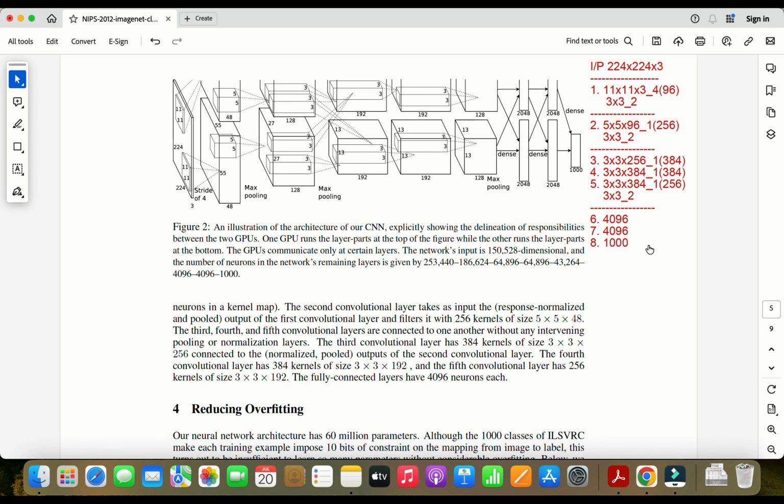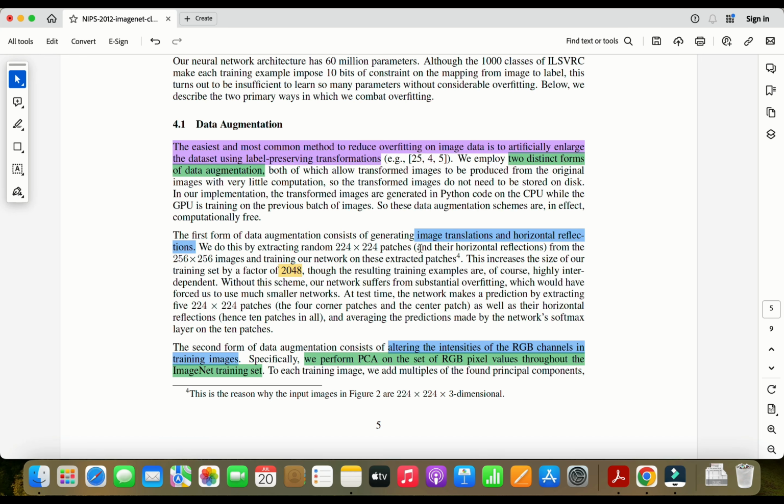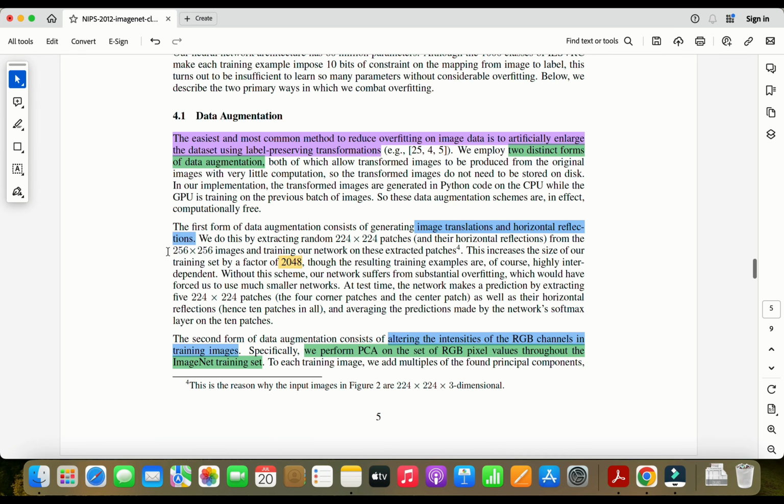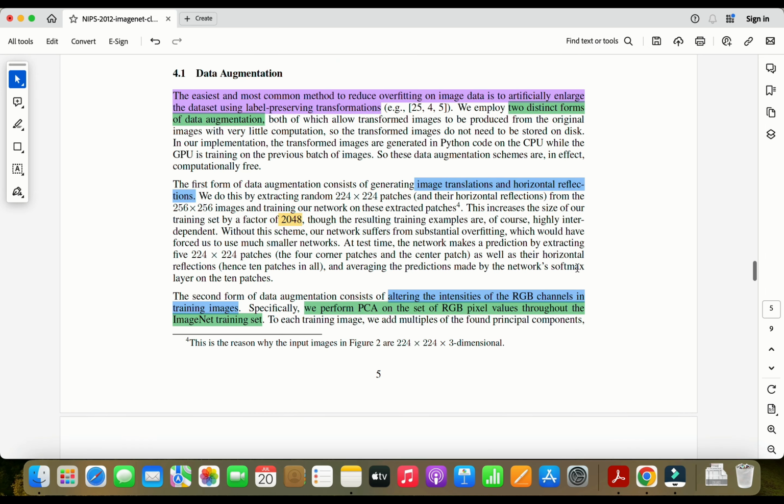Now, overfitting. Because they had used a large neural network, they needed to handle overfitting. They have used 2 overfitting techniques. One is data augmentation, which is the easiest method to reduce overfitting. In data augmentation, they have used 2 tactics: image translation and horizontal reflection. For image translation, from the cropped 256 cross 256 image, they have taken patches of 224 cross 224, and they have also created horizontal reflections of these patches. Thus, they have increased the number of images by a factor of 2048.